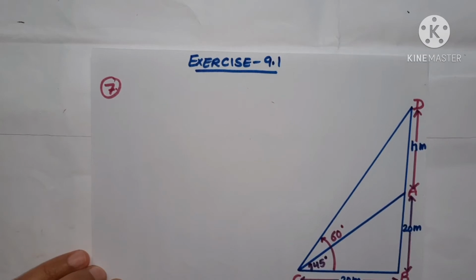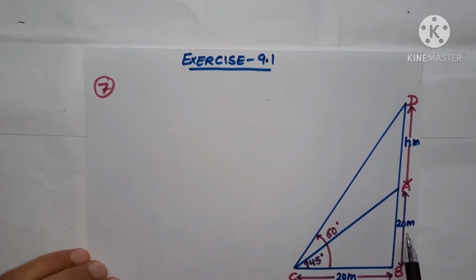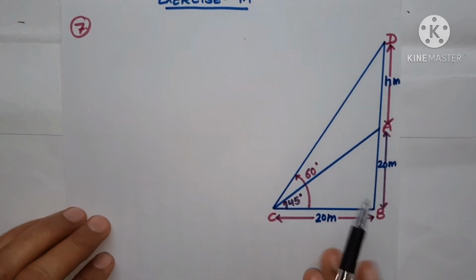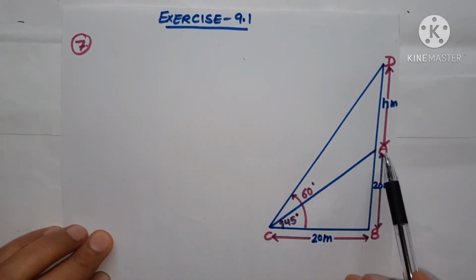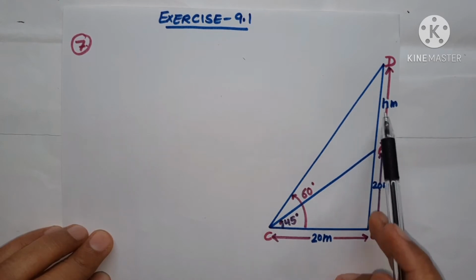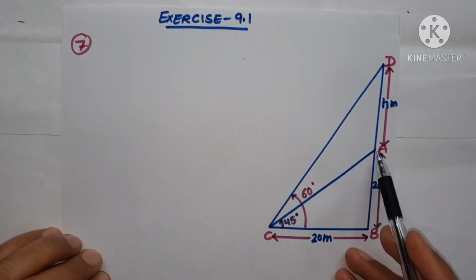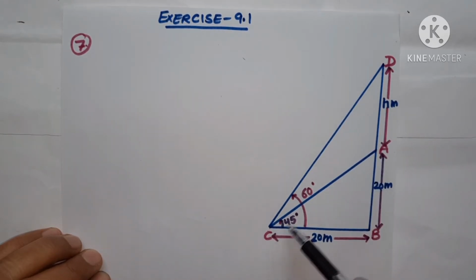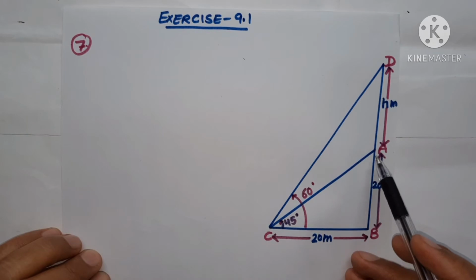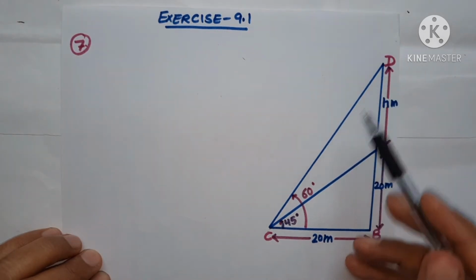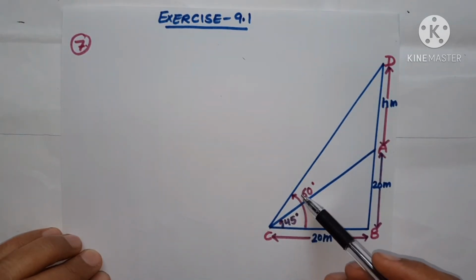So in question number 7, AB is the building and the height of the building is given in the question, 20 meter, and on this building a tower is there. We don't know the height of the tower, we need to find it out, and a point C is there on the ground, and from this point C the angles of elevation of the bottom and the top of the tower are 45 degree and 60 degree.